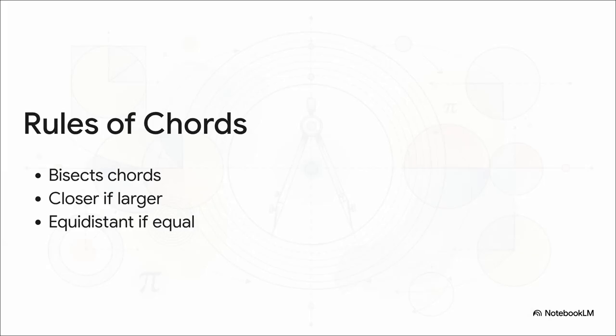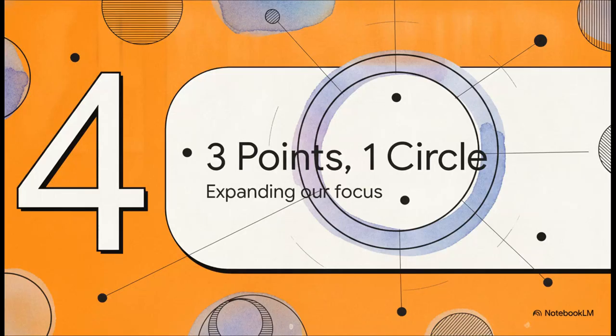Phew! Okay, let's take a quick mental breather and summarize what we've just unpacked. These are the golden rules of chords. First, perpendiculars from the center always bisect chords. Second, the bigger a chord gets, the closer it pushes toward the center. And third, equal chords are always perfectly equidistant from that center point. Lock these foundational laws in your mind, for sure, because they are the keys to unlocking the rest of the circle's secrets. Ready for more?